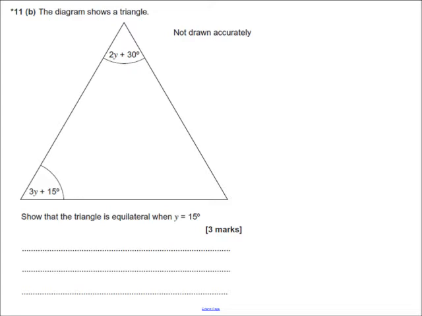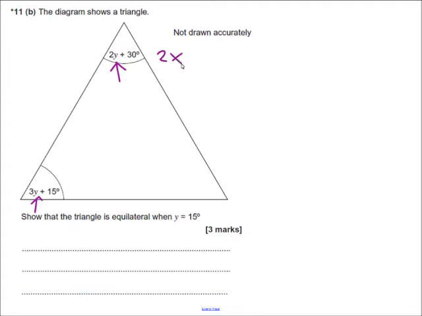Question 11b gives us the diagram of a triangle, and here we have some values for the angles of 2y plus 30 degrees and 3y plus 15 degrees. And it's asking us to show that the triangle is equilateral when y is equal to 15. So in both of our expressions for our angles, we have to swap the value of y for the number 15 and then prove that it's an equilateral triangle.